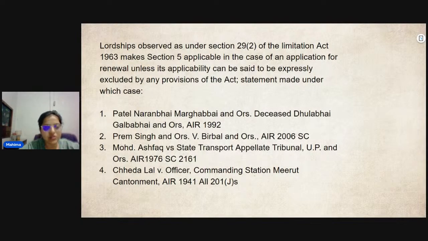Again, a case law based question. Their Lordships observed as under: Section 29, Clause 2 of the Limitation Act 1963 makes Section 5 applicable in the case of an application for renewal unless its applicability can be said to be expressly excluded by any provisions of the Act. Statements made under which case? Patel Naran Bhai, Marga Bhai and others versus deceased Dhula Bhai, Galbha Bhai and others, AIR 1992, Prem Singh and others versus Birbal, Mohammad Ashwaq versus State Transport Appellate Tribunal, Cheralal versus Officer Commanding Station, Meerut Cantonment.